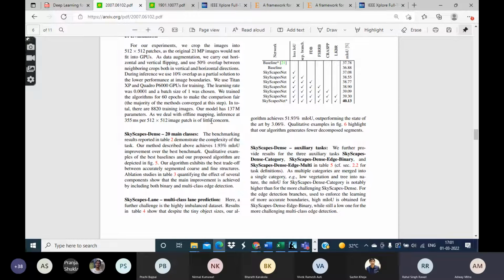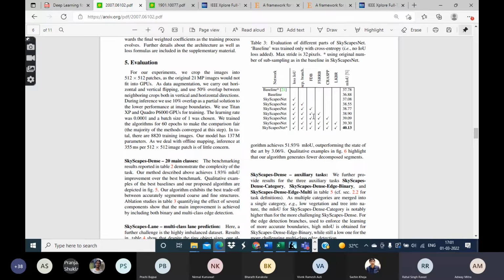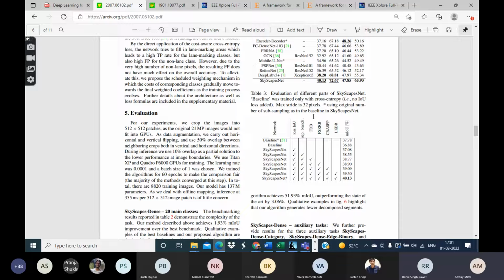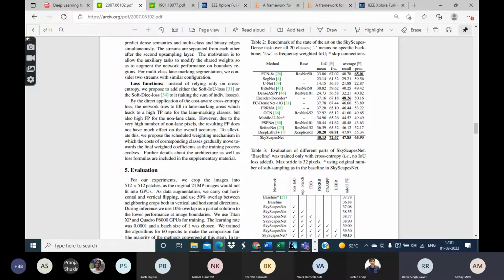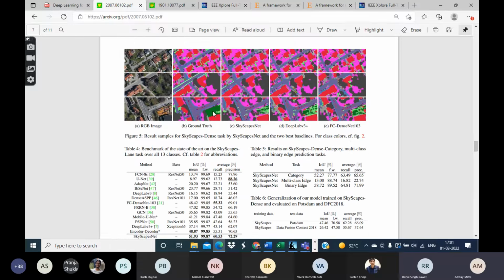After this, they train the model and are able to do the prediction, and then they report their results. They have average precision, average recall, etc., for the different models which they have considered. They show that the best results are obtained by the network which they have proposed, the Skyscapes net. So that's what this paper is about.